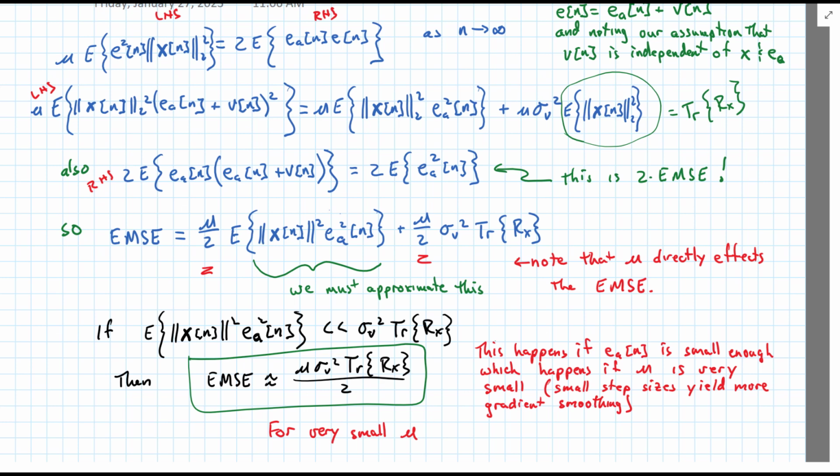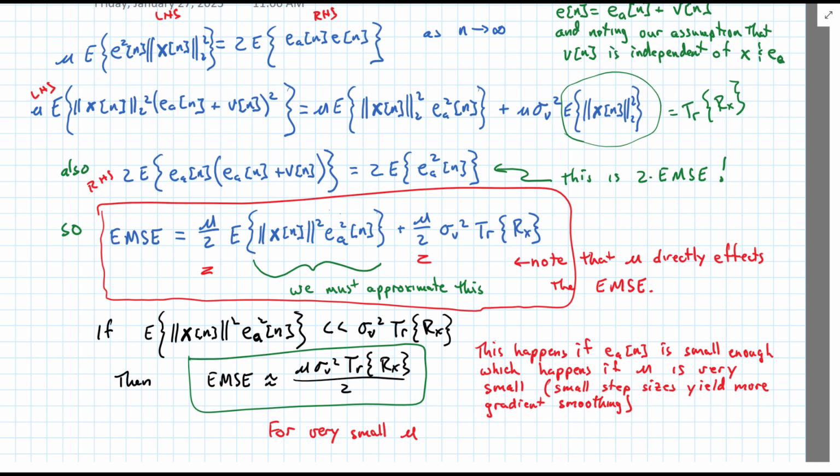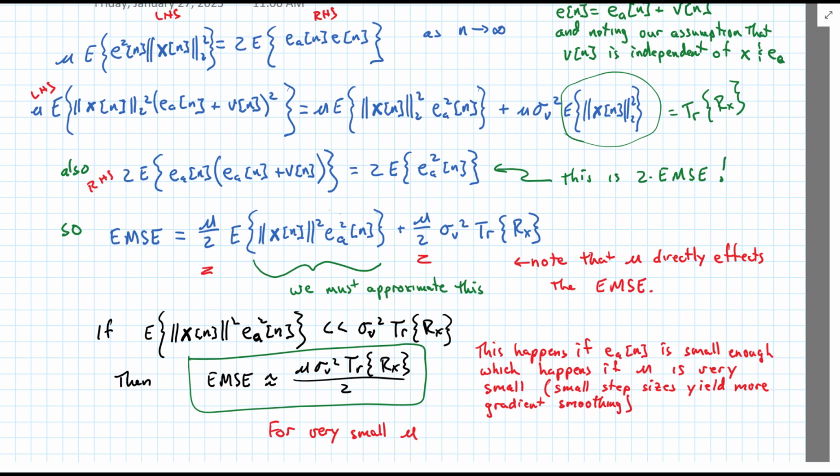Rearranging the terms now, we have that the expected excess mean squared error is equal to mu over 2 times the expected value of the norm of x squared and EA squared, plus terms that we can actually analyze: mu over 2 times sigma v squared times the trace of Rx. So we really can't calculate the expected value of the norm squared of x times EA squared. So we're going to have to approximate that.